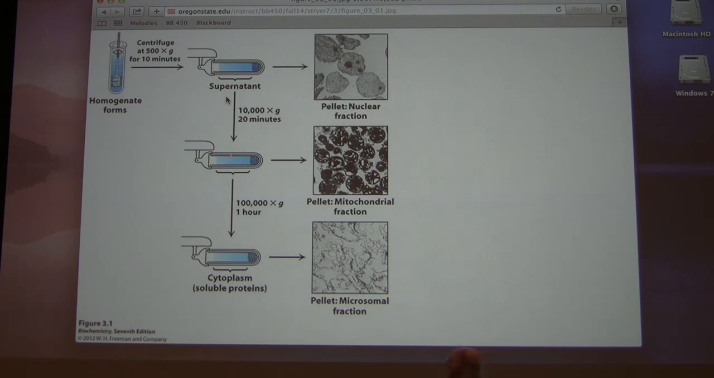As you might imagine, the more we centrifuge something, the more we can do that separation. So we see up here from the top that we have a relatively low centrifugal force, 500 times gravity, then 10,000 times gravity, 100,000 times gravity, etc. So we can do separations using different centrifugal forces as a means of isolating things. So that's a very general method for us.